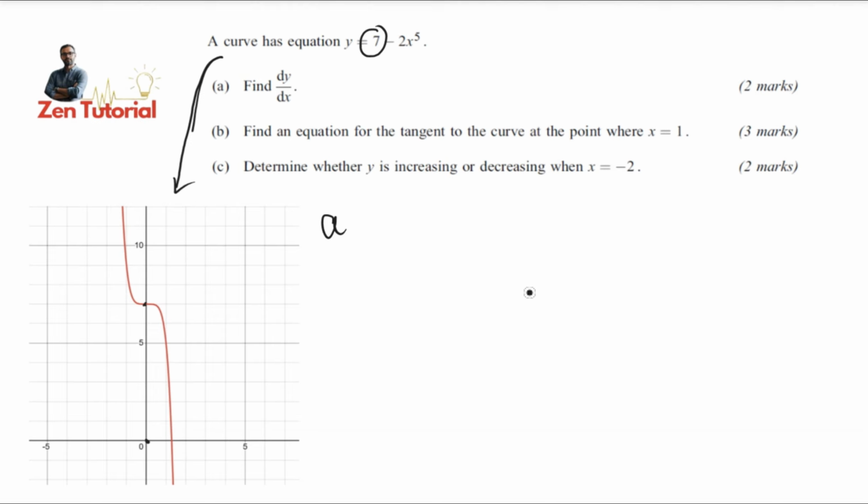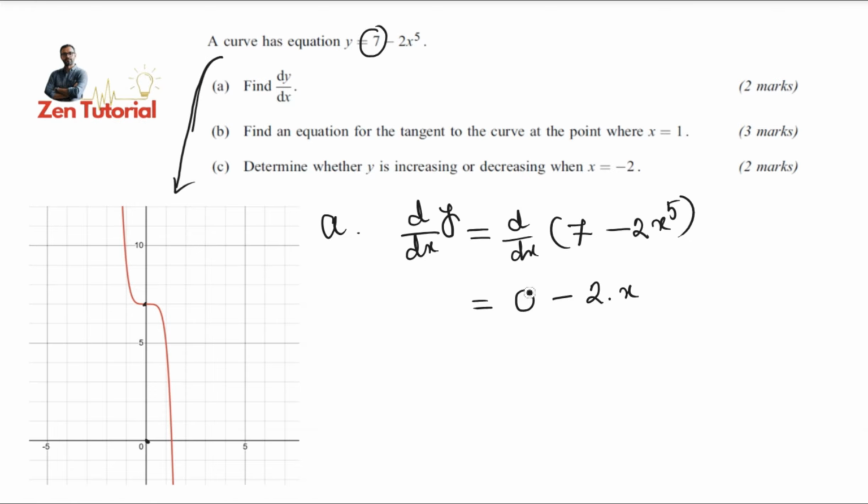Very first question, A: what is the first order differentiation of this function? The function is y, so dy over dx equals d over dx of 7 minus 2x to the power 5. It will be 0 for the constant term, because when we differentiate any constant the value is 0, minus 2 times 5 times x to the power 5 minus 1. Why? Because if we differentiate x to the power n with respect to x, we get n times x to the power n minus 1. This formula we are applying here. Indeed, what we have got is minus 10x to the power 4. This is the final answer of part A.